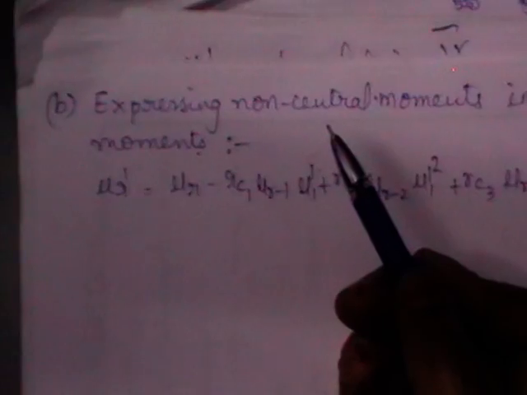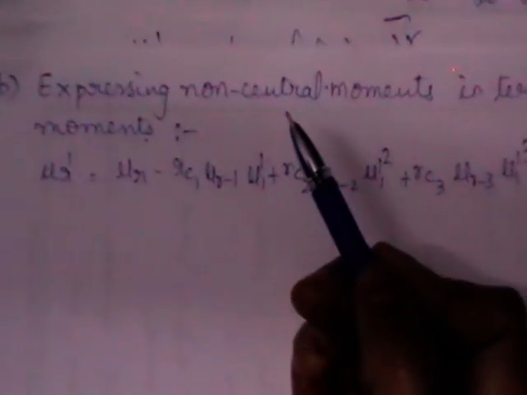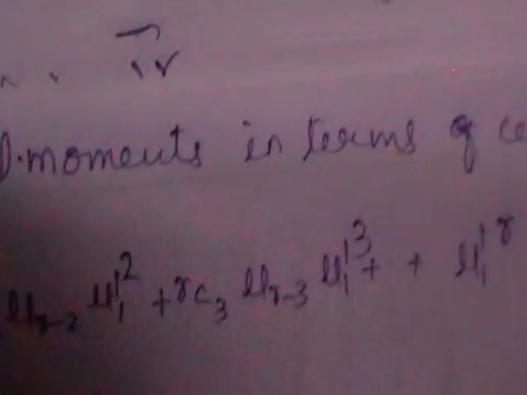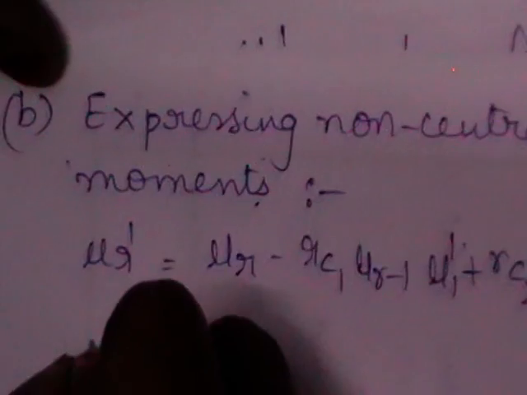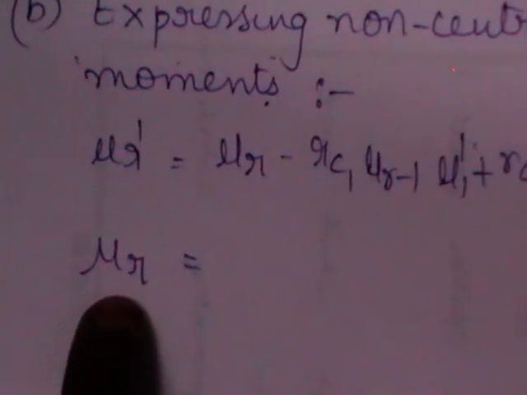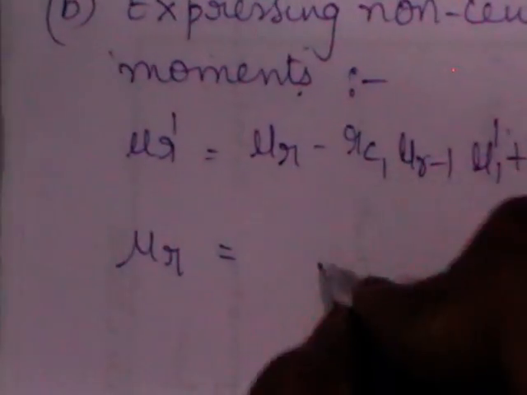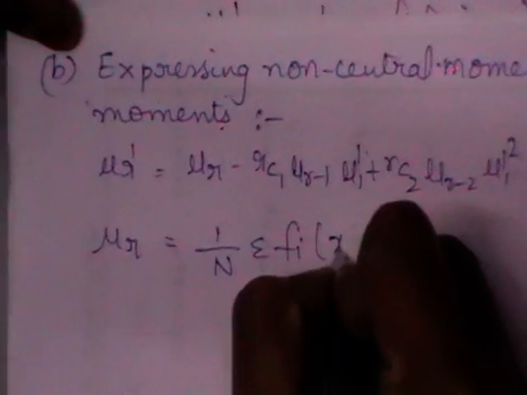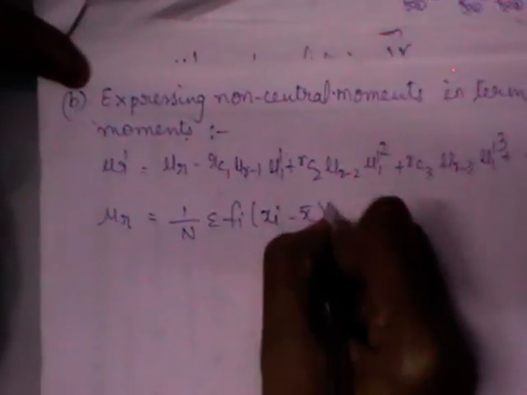As we have discussed, interrelationships means you'll have central in terms of non-central and non-central moments in terms of central. So this is the second part, expressing non-central moments in terms of central moments. Again, I'll write the same. What is mu r? Is it central or non-central? Without dash stands for central moments. What is its definition? 1 by n sigma fi into xi minus x bar whole power r.